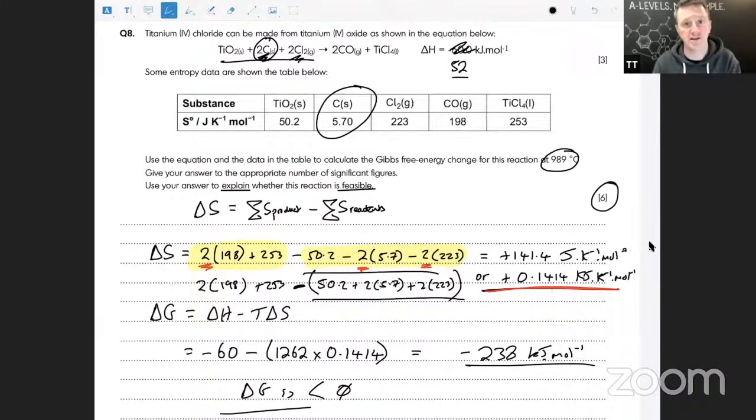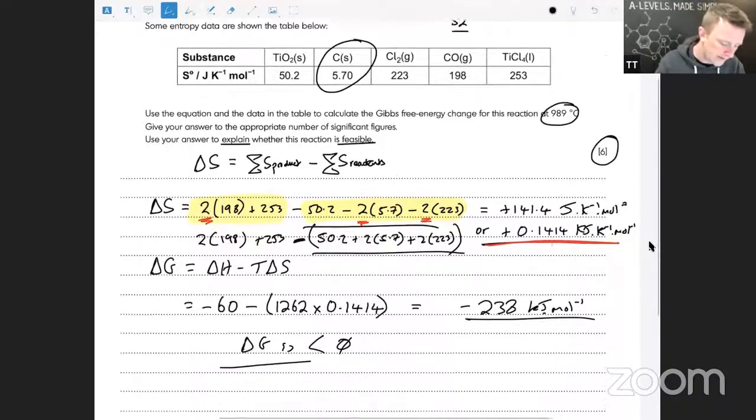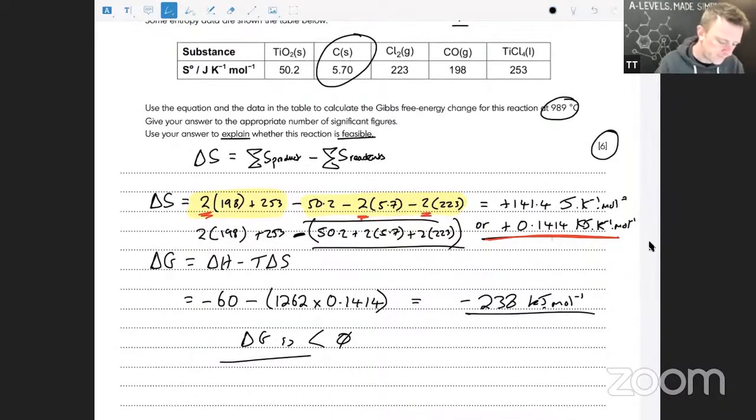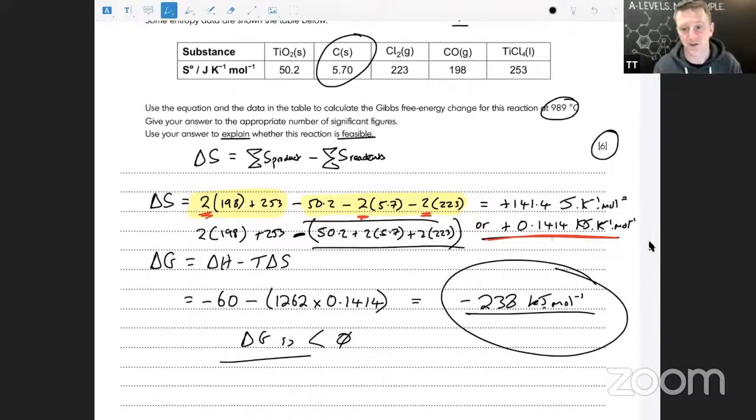So what does delta G need to be for a reaction to be feasible? 0 or below. But if it says, use your answer to explain whether this reaction is feasible, in this instance, you would say it's feasible because delta G is negative, because the answer is actually negative.